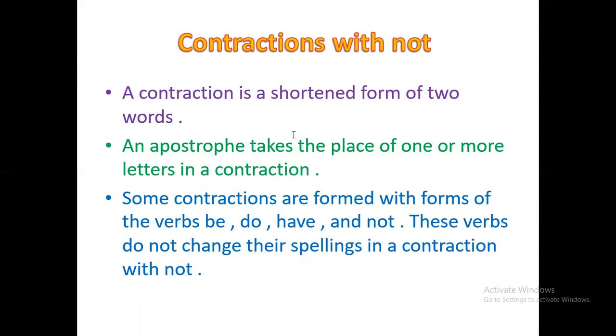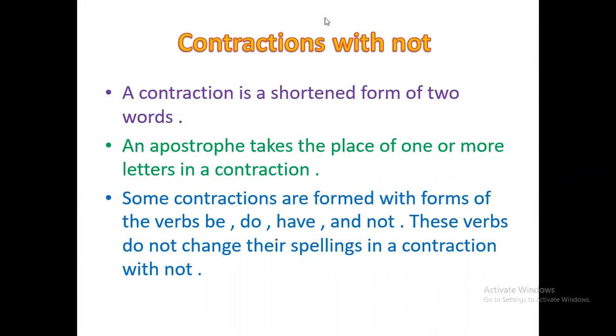The apostrophe will take the place of one or more letters in the contractions. Some contractions are formed with forms of the verbs be, do, have, and not. These verbs don't change their spelling in the contraction with not. So we will not change the spelling of these verbs. We're going to change the spelling of not.